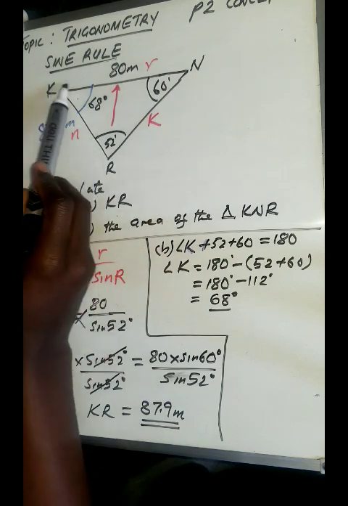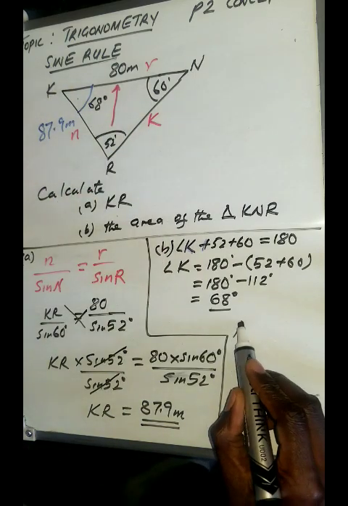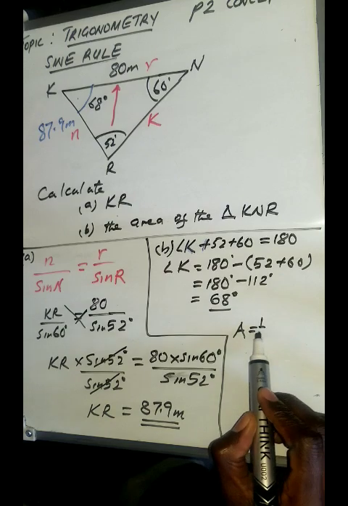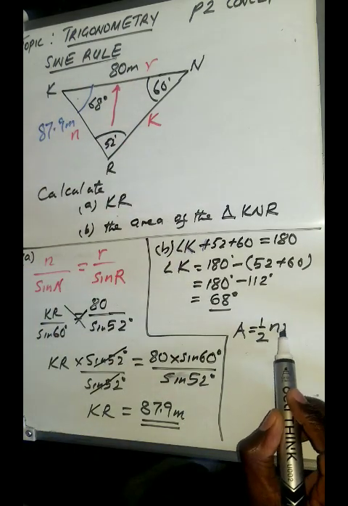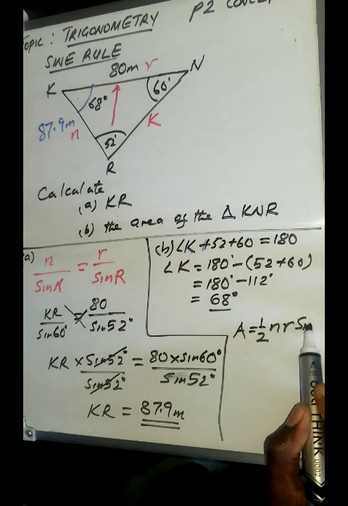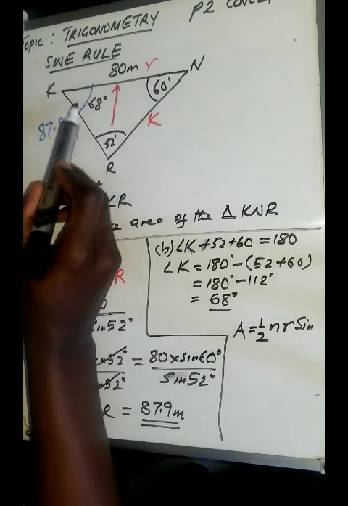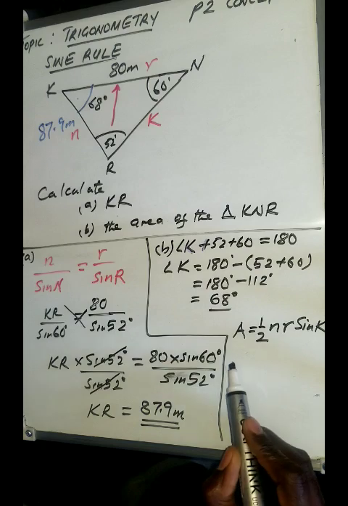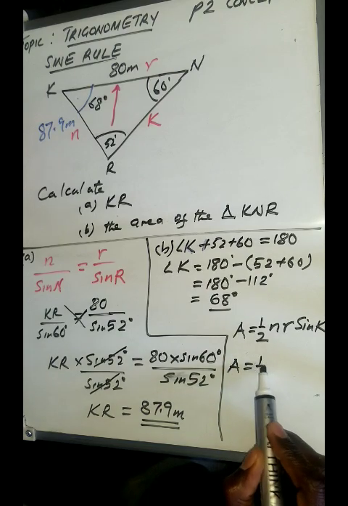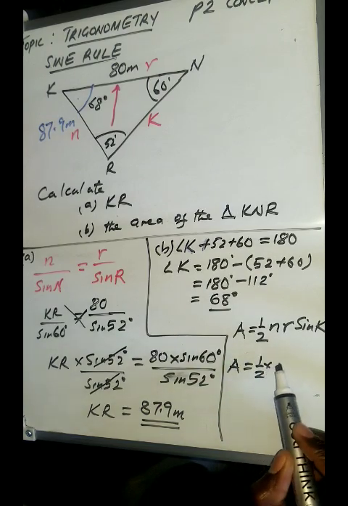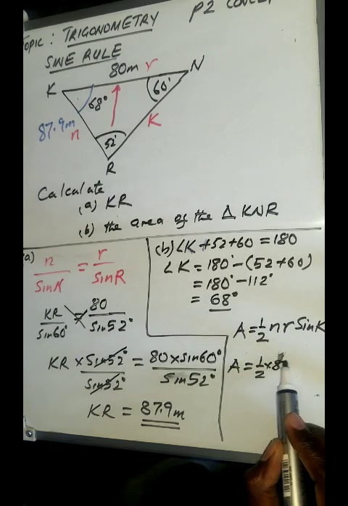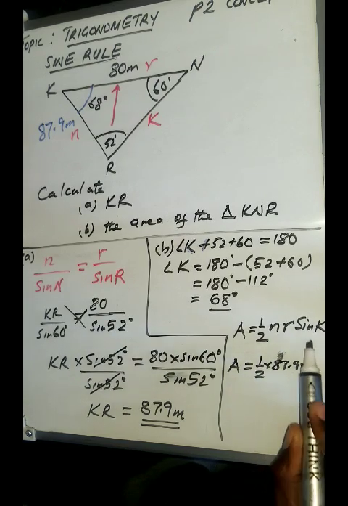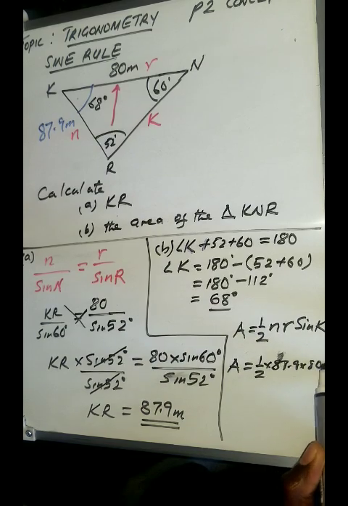So you know this side and you know that side. So what is the formula for the area rule? If you remember, it will be half. So it is this side times that side. So that is going to be N times R, then sine. For the area rule, we use sine of that angle. Okay, that is what we mean. So the area is going to be equal to half. What is my N? My N is representing 87. So that is 87.9 multiplied by my R, which is 80 multiplied by sine 68.